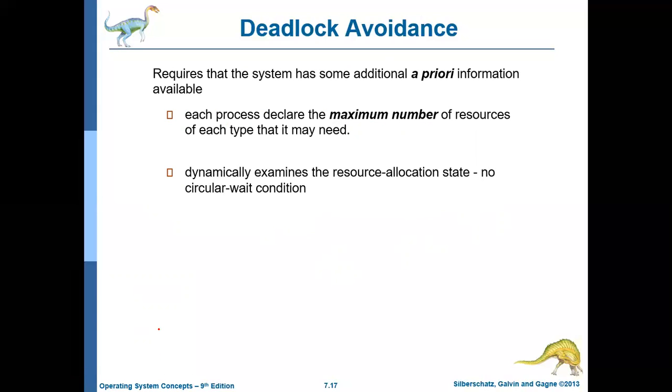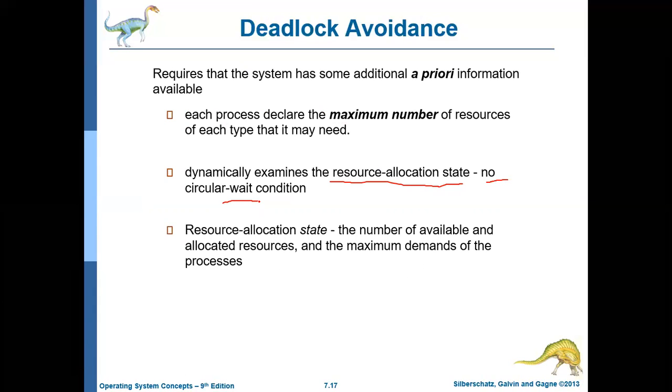And so once this information is given to the operating system, the operating system will dynamically examine the resource allocation state. Okay, that is, the operating system will now understand that each process needs a maximum of how many resources of each type, and it will dynamically examine the resource allocation state to ensure that there is no circular wait. Okay, so only if there is no circular wait will the operating system give the requested resource. Otherwise, it will make the process wait.